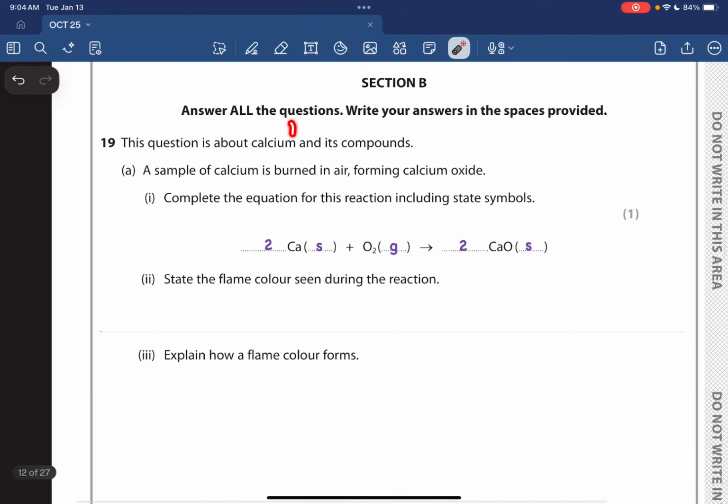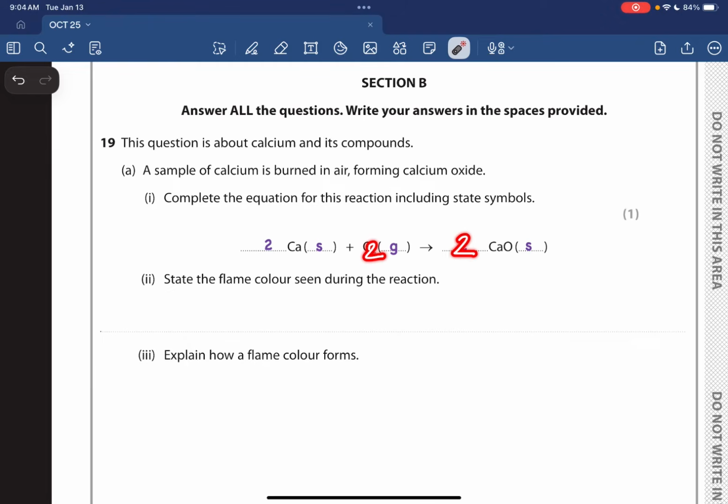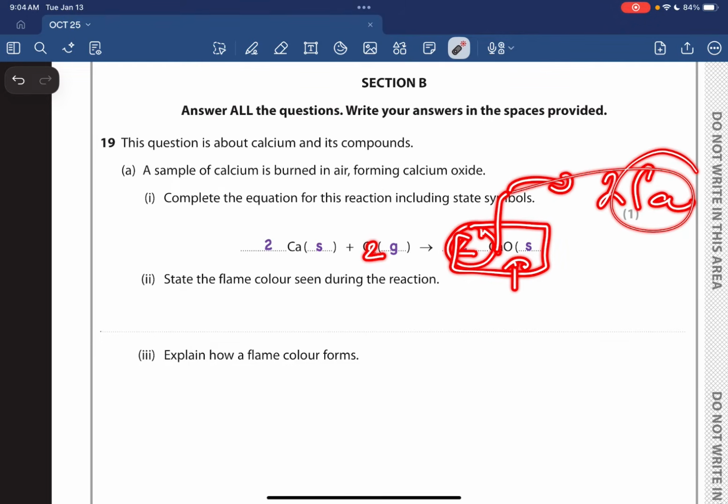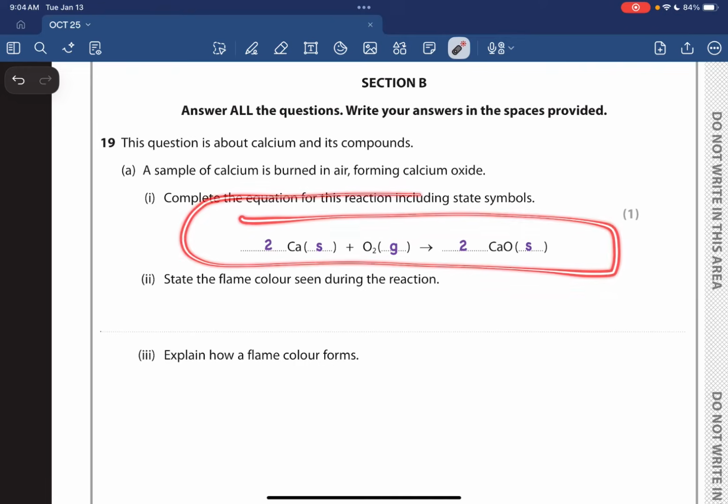This question is about calcium and its compounds. A sample of calcium is burned in air, forming calcium oxide. Complete the equation for this reaction, include state symbols. So this is solid, oxygen is gas, calcium is solid, balancing. Okay, you have two oxygen over here, which means that you need two over here as well. Since you have two oxygen over here, you should be having two calcium here as well. So you should be adding two over here, and this should be the balanced equation.